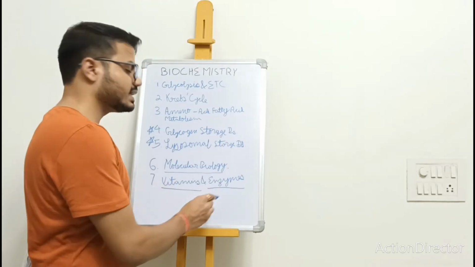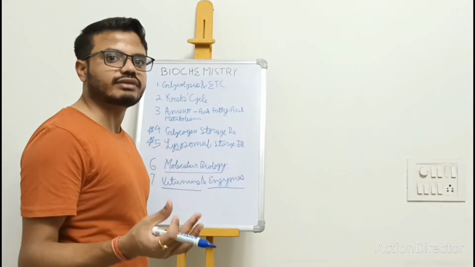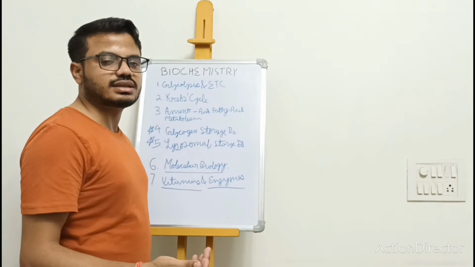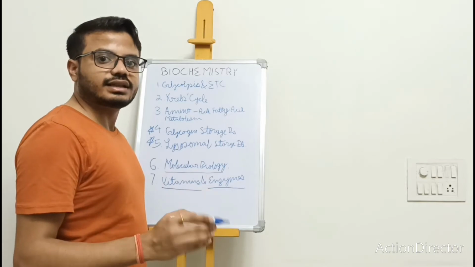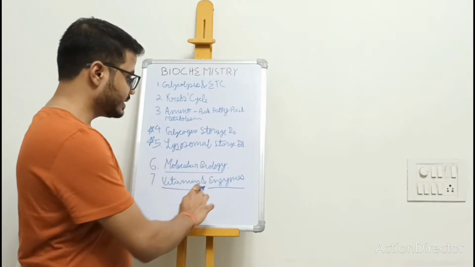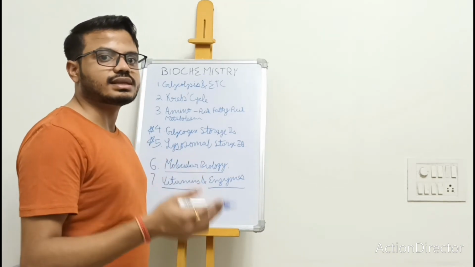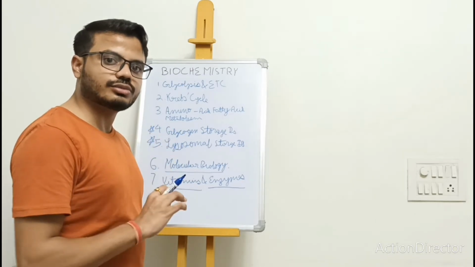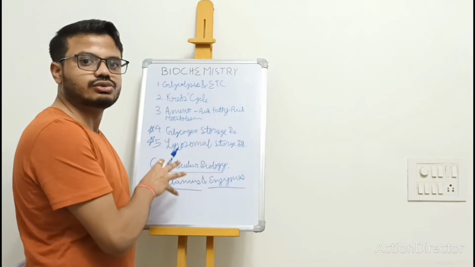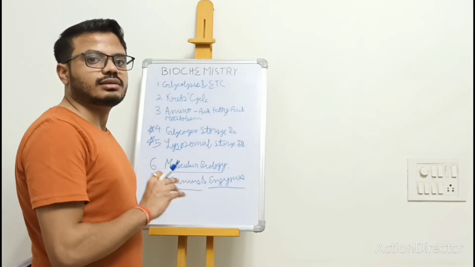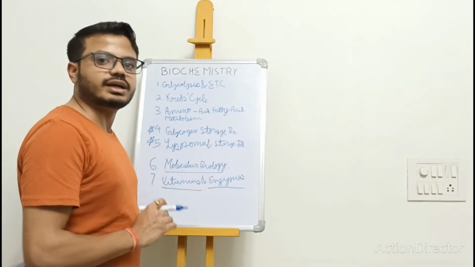Then vitamins and enzymes. Vitamins you have been reading since childhood. You have to revise them again and again. The deficiency disorders, then sources of vitamins, everything should be on your fingertips, right? Then enzymes, Km and Vmax relationship, what all happens. So it should be on your fingertips. These are the important topics, because if you do these, I don't think you will mess up any questions in biochemistry, right? So these were for biochemistry.